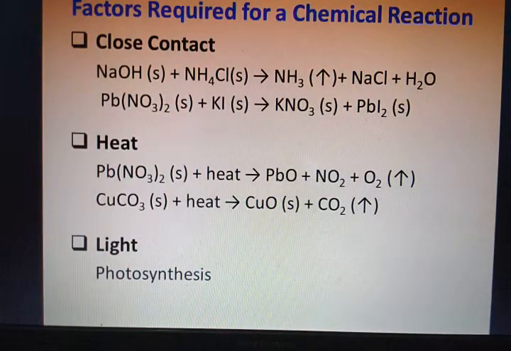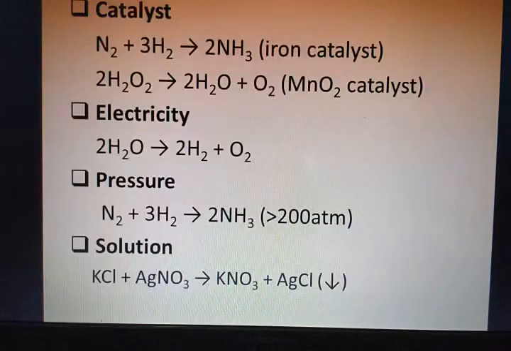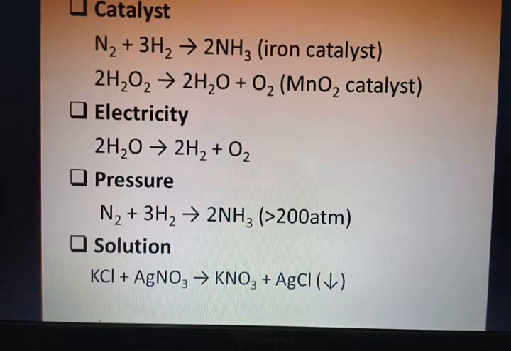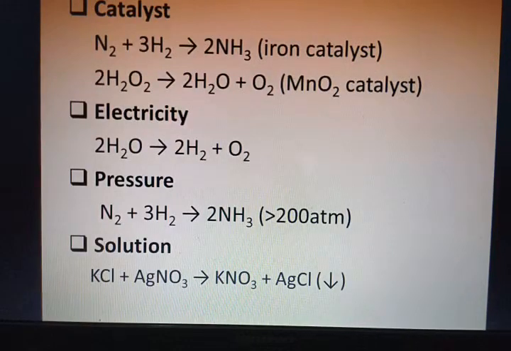Okay, coming to the next point, that is catalyst. As we know, catalyst is a very, very important parameter in guiding a chemical reaction. So you can see nitrogen reacts with hydrogen to give ammonia as in Haber's process. If you remember Haber's process, iron acts as a catalyst. Hydrogen peroxide breaks down into water plus oxygen in the presence of manganese dioxide, which is acting as a catalyst.